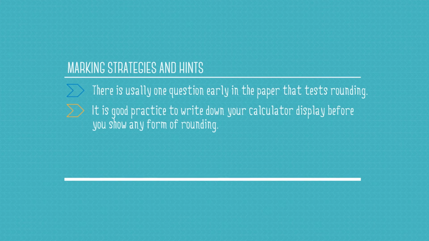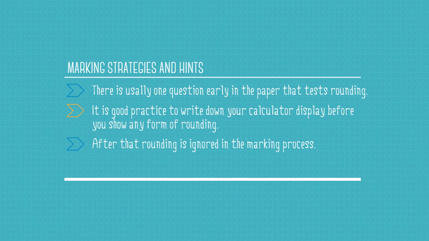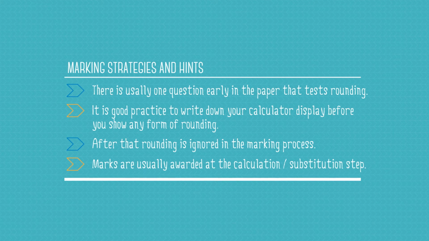But write down your calculator display first. If it's worth 2 marks and you write down the wrong display because you've pressed the wrong button, you can still get 1 mark for showing that you know how to round, especially to significant figures, which is the hard part. Once you've been tested on that, rounding is then ignored everywhere else in the marking process. We pay the marks at the calculation step or the substitution step.